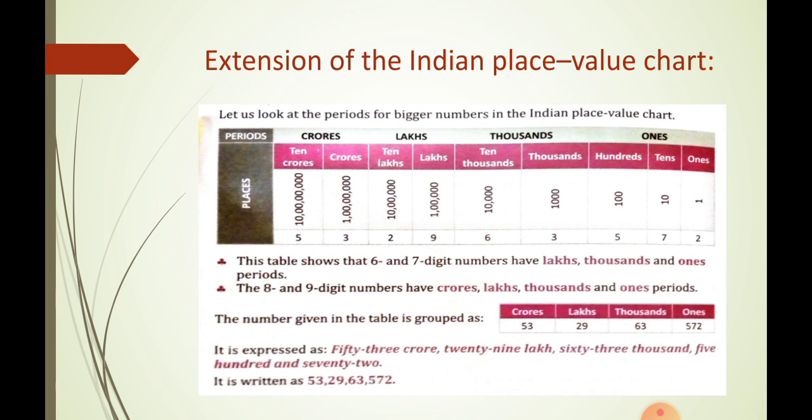So, let us see one example. The number given in the table is grouped as 53 in the crores period, 29 in the lakhs period, 63 in the thousands period and 572 in the ones period. So, we should read this number as 53 crore 29 lakh 63,572. So, this extended Indian place value chart helps us to read large numbers very easily.